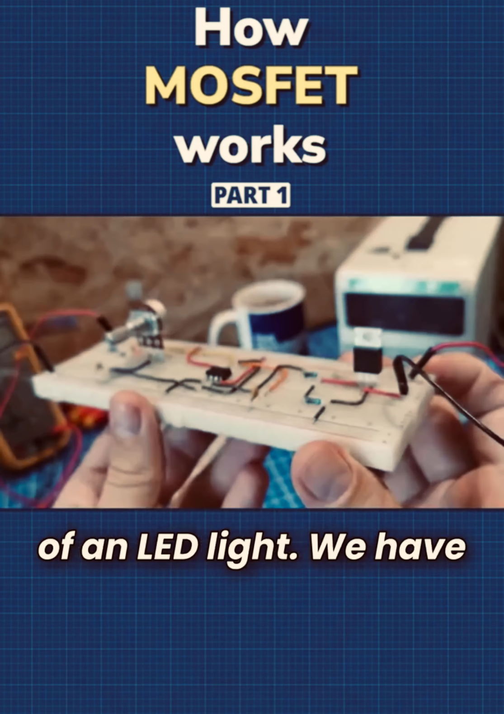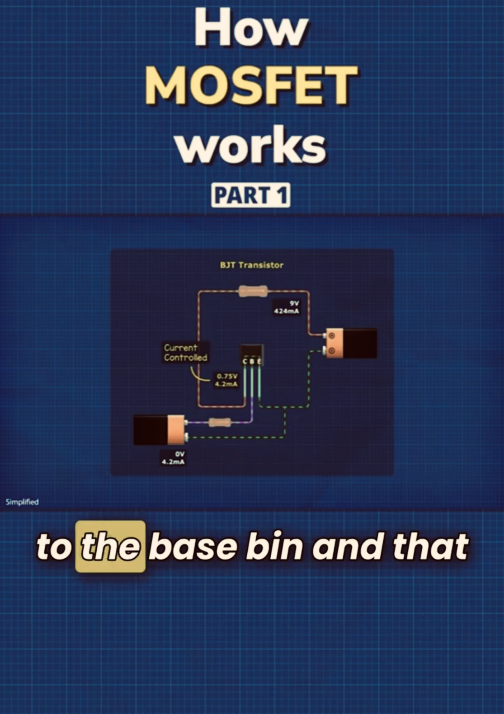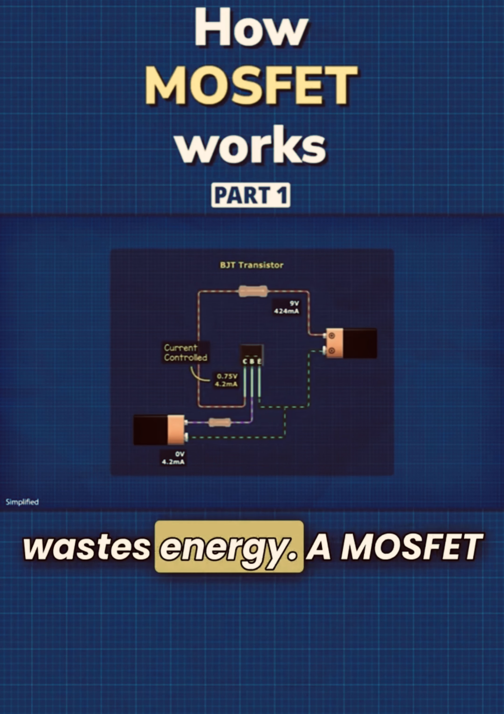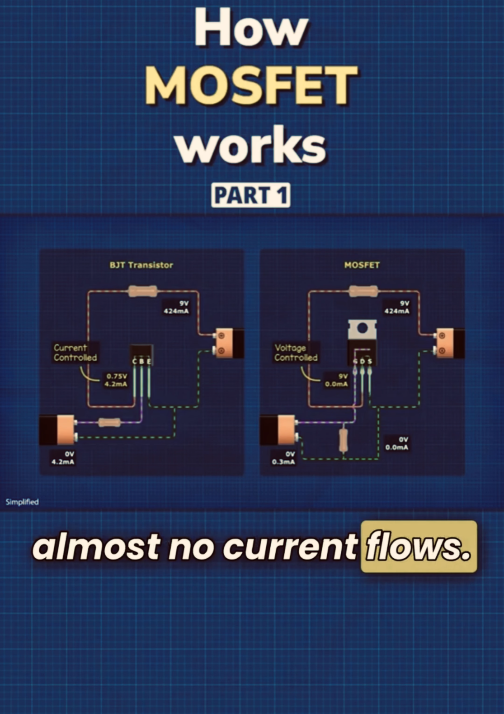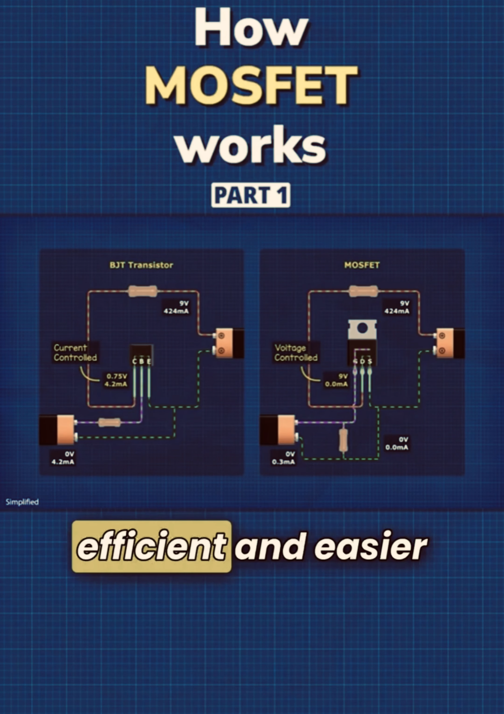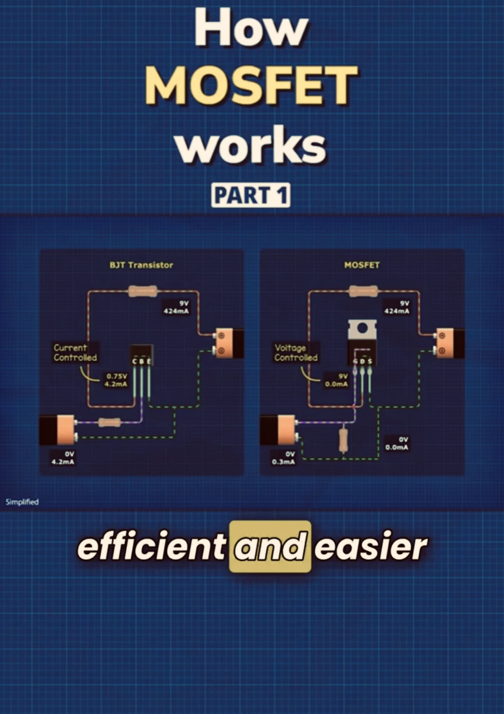Okay, but why can't we just use a transistor? Well, a BJT transistor requires current to be applied to the base pin, and that wastes energy. A MOSFET only needs voltage and almost no current flows. So the circuit is more efficient and easier to design. MOSFETs can also handle much more current.